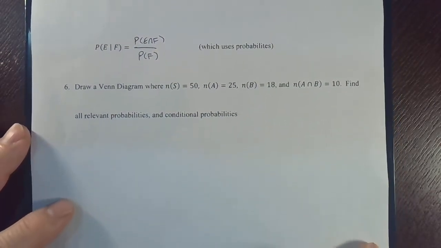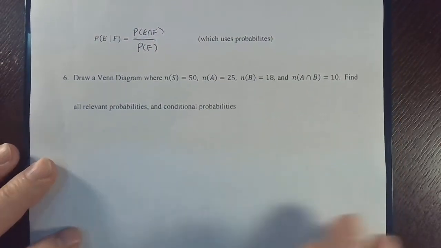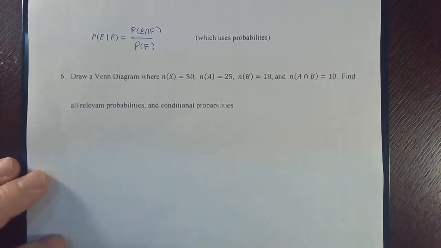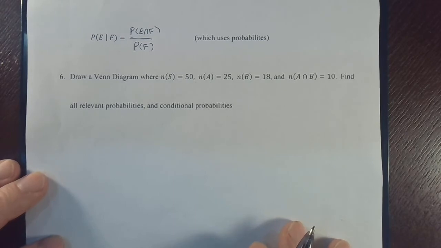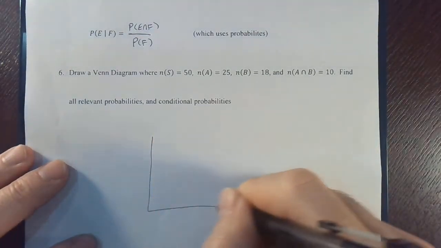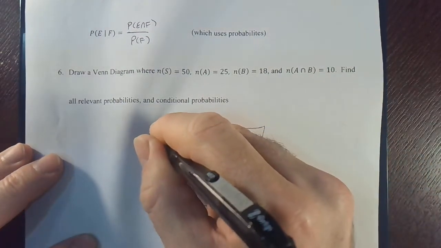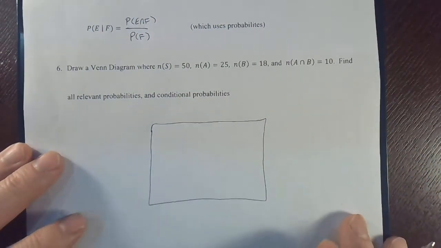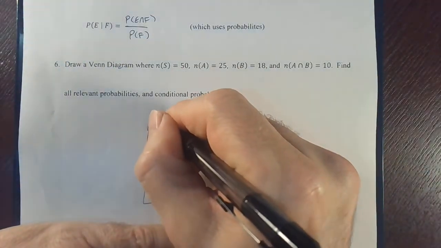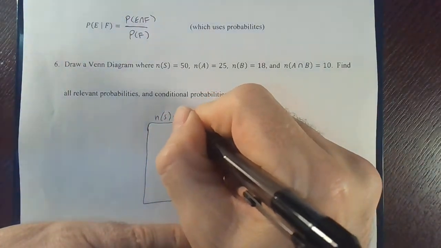All right, now we're going to draw a Venn diagram, and inside the Venn diagram, in each region, we're going to write the correct number of elements that belongs in each region. So here we go. Here's the Venn diagram. That's the entire universe, or the entire sample space, if you will. And I'm going to make a note out here that the number of elements in the sample space is 50.